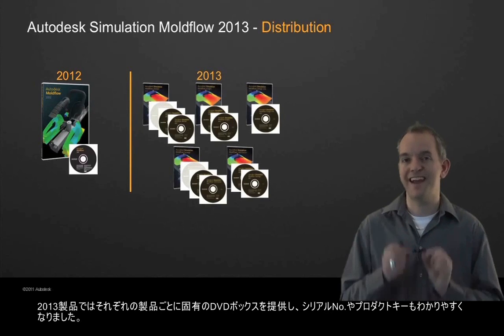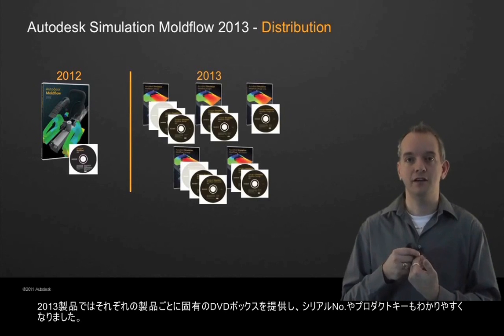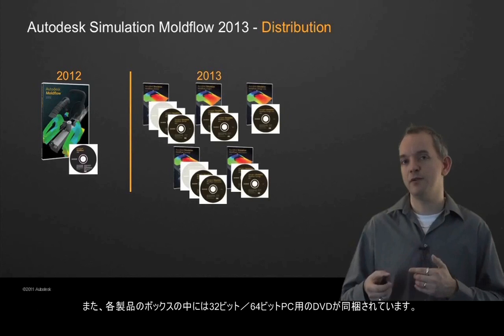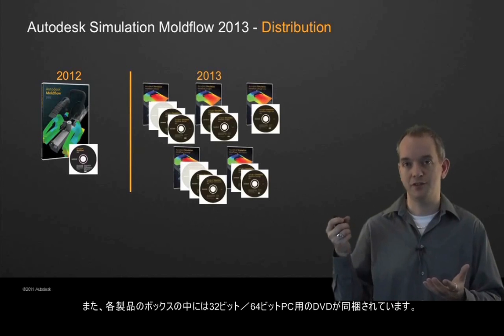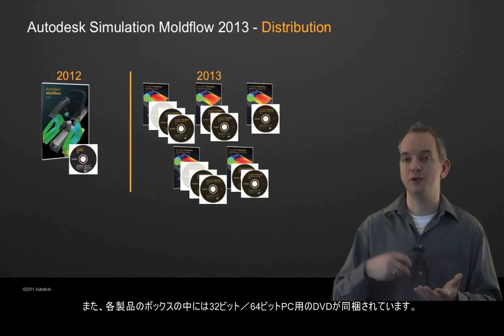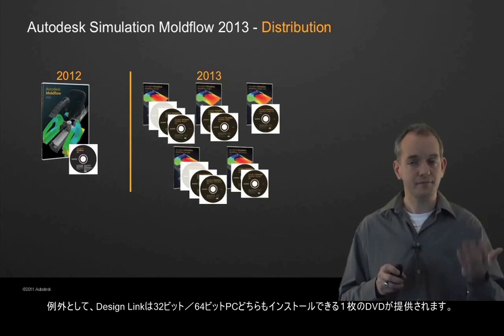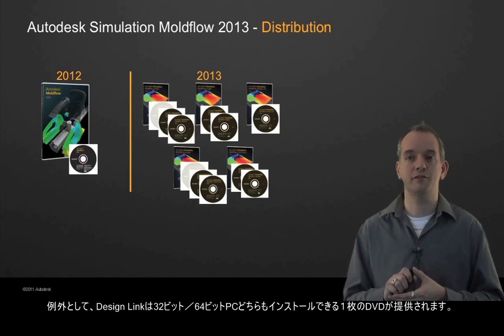For the 2013 release, every product will get its own unique DVD box, with the correct DVD, serial number, and product key on the back that belong to that exact DVD box. The other thing we did is split up 32-bit and 64-bit DVDs. If you have a 64-bit machine, you will use a 64-bit DVD. If you have a 32-bit machine, you will use a 32-bit DVD. The only exception to this is Design Link. Design Link is only available in the 32-bit version, but it will also work on a 64-bit machine.